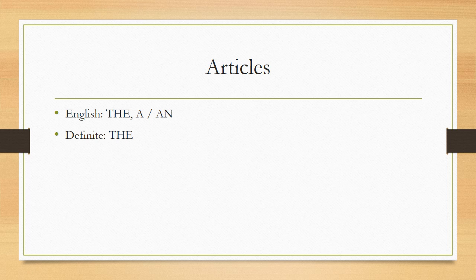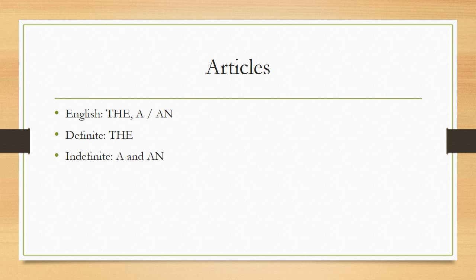There's two kinds of articles that we're going to talk about, and that's the definite article. We use that when we're talking about a specific thing. So I would say, I saw the Goodyear blimp today. I didn't just see a blimp. I didn't see any blimp. I saw a very specific blimp. I saw the Goodyear blimp. So that's why I use the.